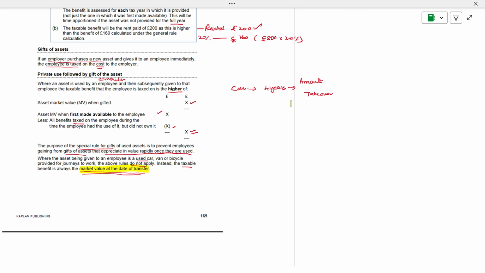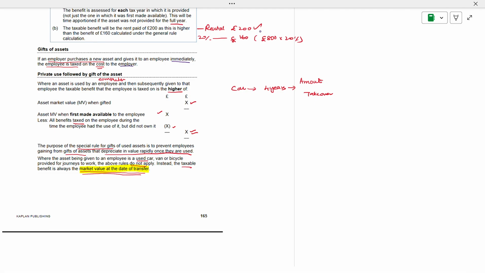So, sir, for the gift of assets, the employer bears the tax, right? Yes. Okay, sir. Where is that? In the first line, sir. If an employer purchases a new asset, is that the one you are asking about? Yes, sir. If the employer purchases a new asset and gives it to the employee immediately, the employee is taxed on the cost to the employer.